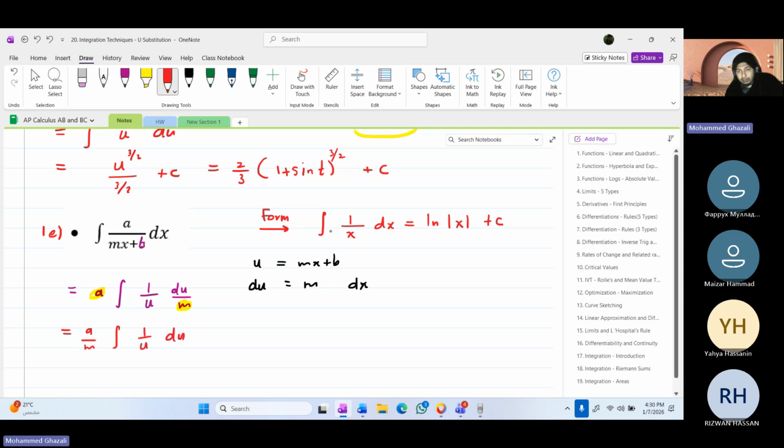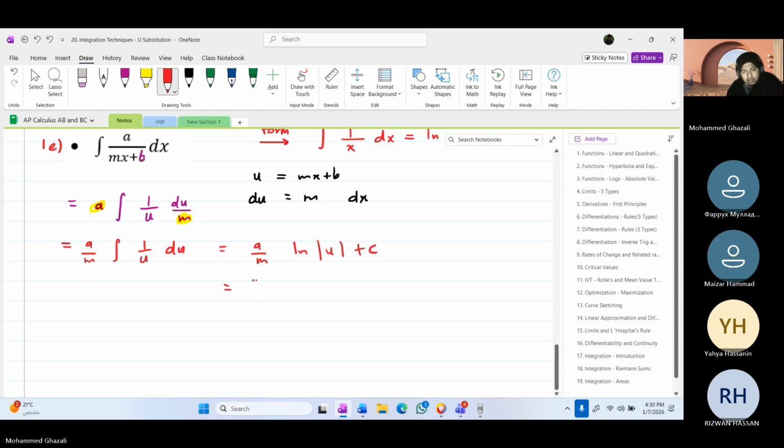Now you can see the form. Look at the form of the integral. It is the ln form. So it's a over m ln absolute value of u, plus c. What is u? mx plus b. Right, guys? Are we good? You understood that?